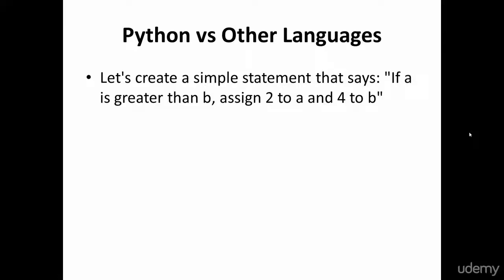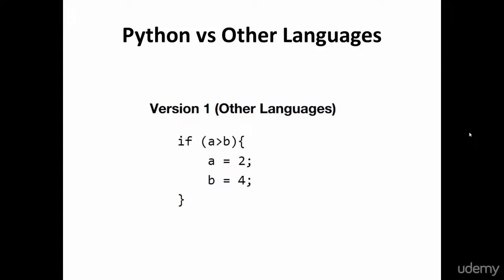So let's look at Python versus other languages. What we're going to do is create a simple statement that says if A is greater than B, so if a variable A is greater than a variable B, assign the number 2 to A and the number 4 to B. So let's take a look at what this would normally look like in another language. A lot of times the syntax for other languages would look something like this. It would say if, and then you'd have your check case, A greater than B, within some sort of parentheses. And then you'll have curly brackets with statements on what to do. So if this case is true, you have a bracket here, and then you have lines with semicolons afterwards, separating each statement.